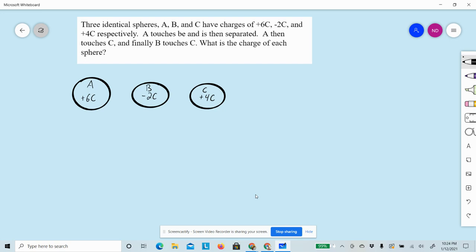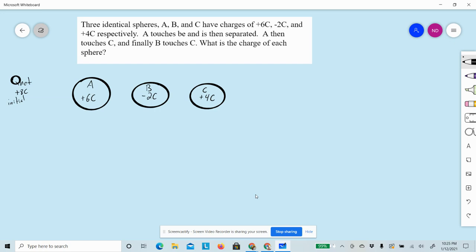Just keep this in mind. The net charge to start, 6 plus minus 2 is plus 4, plus 4. The Q net, Q is the symbol for charge, is plus 8 coulombs initially. At the end, if we don't have plus 8, we're in trouble. Charge is conserved.